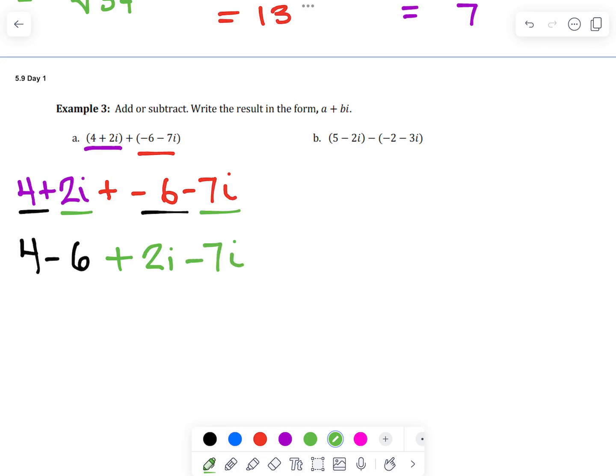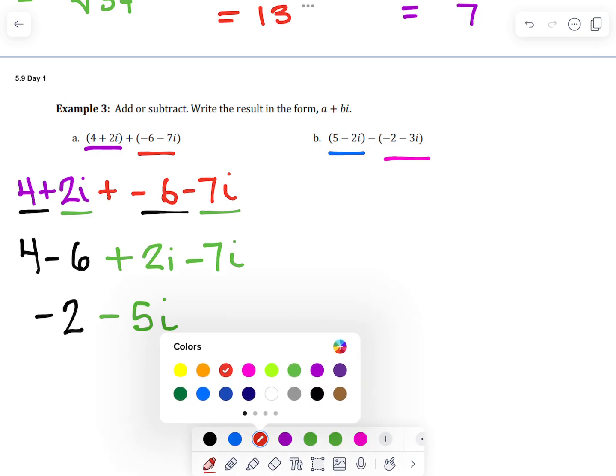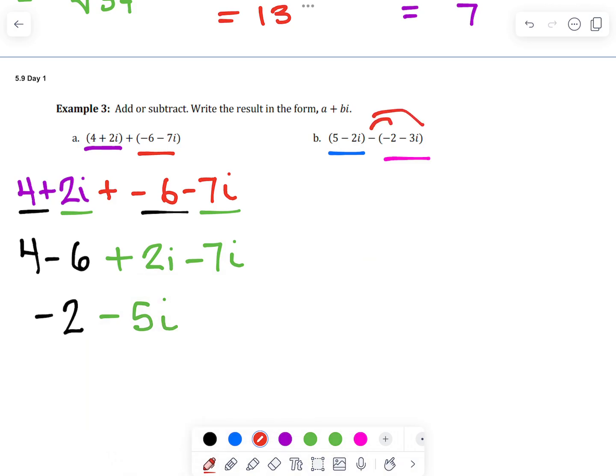And then we simplify. So 4 minus 6 is negative 2. And then 2i plus 7i is negative 5i. So the result is just a new complex number. The second example now has a complex number and another complex number, but be very careful. That operation between them is a subtraction sign. So we do need to distribute essentially that negative into both of those terms.